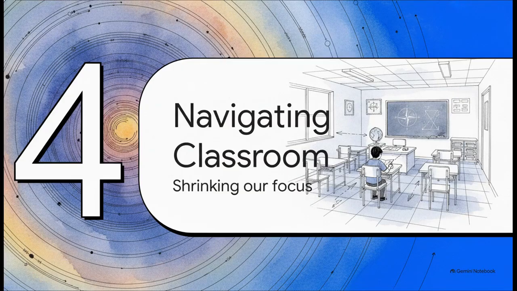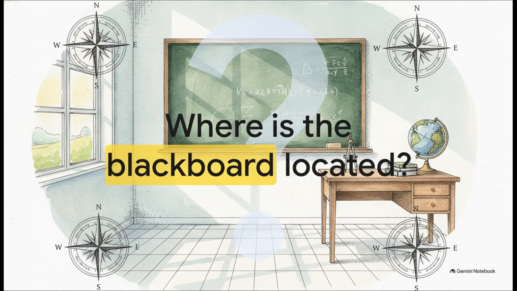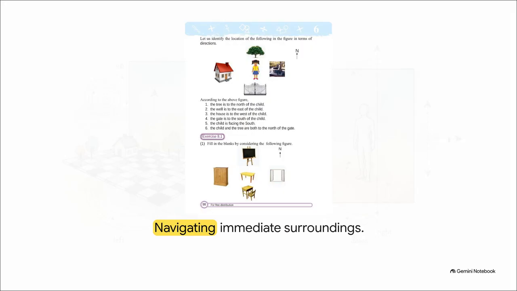Section 4. Navigating the classroom, shrinking our focus. All right, let's bring this grand global concept down to a much more familiar scale. I want you to picture a typical classroom. If you were standing right at the teacher's table in the center of the room and you needed to tell someone exactly where the blackboard or the windows were, how would you do it? Take a quick second to mentally place yourself in that room, orient yourself, and think about how you'd use our new compass rules to give flawless directions. Okay, so let's map it out.